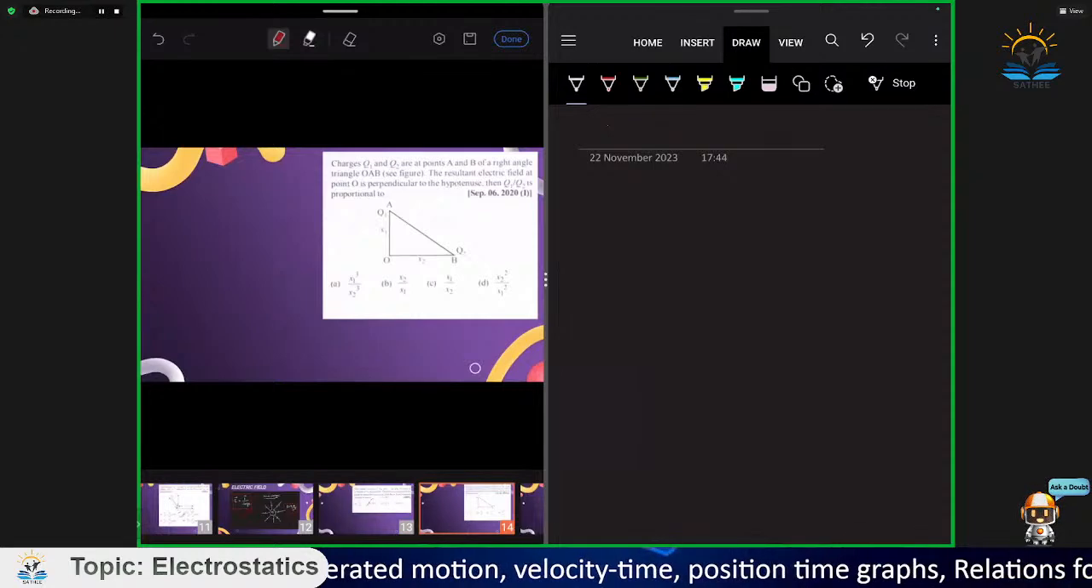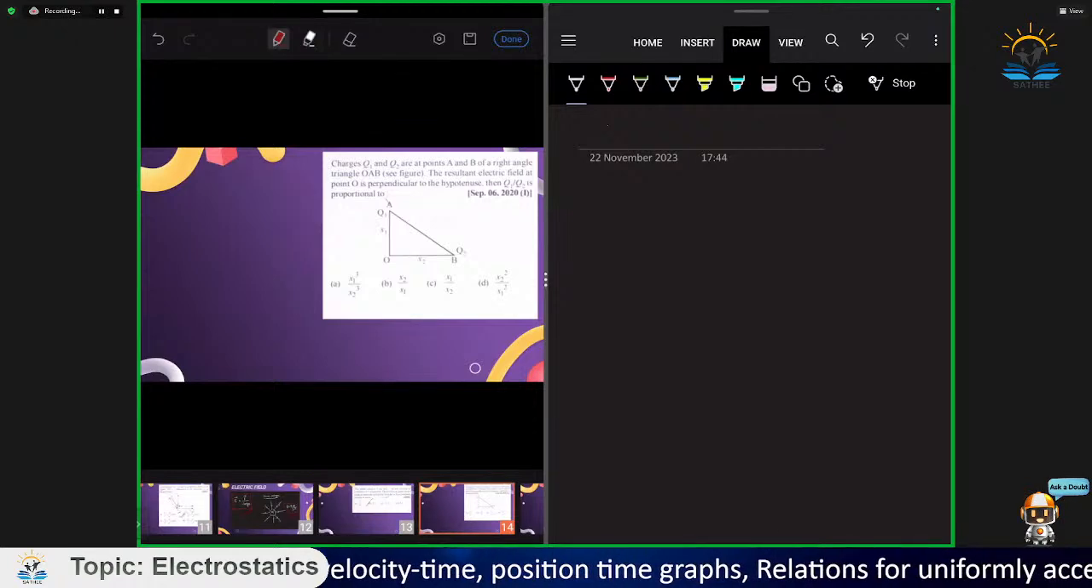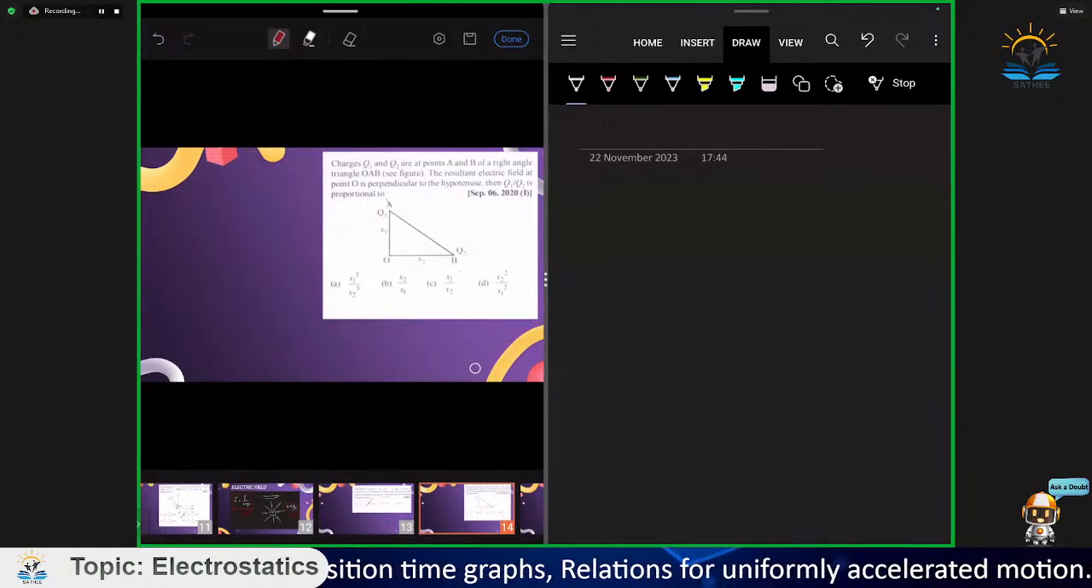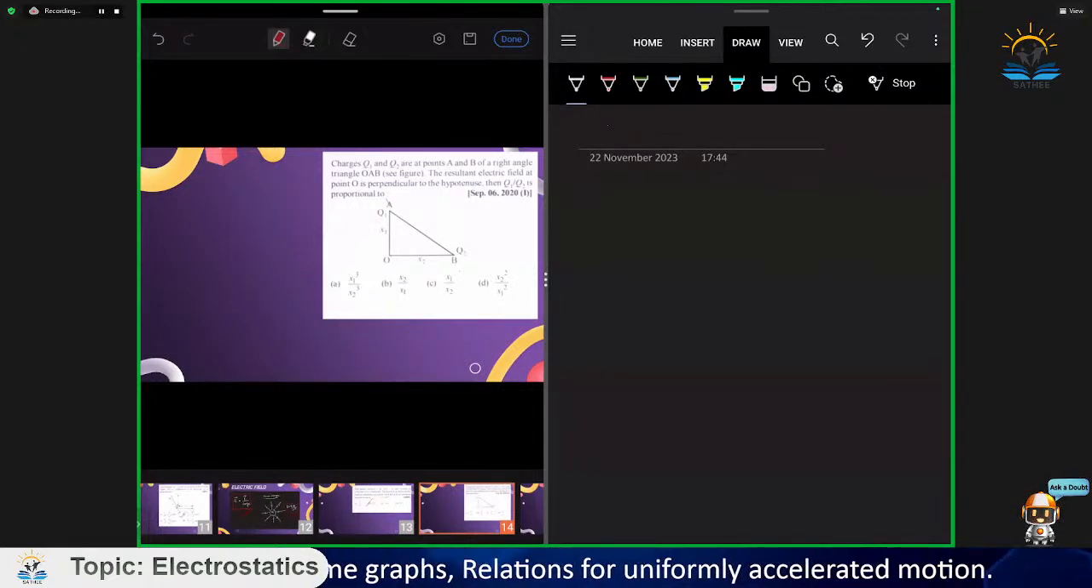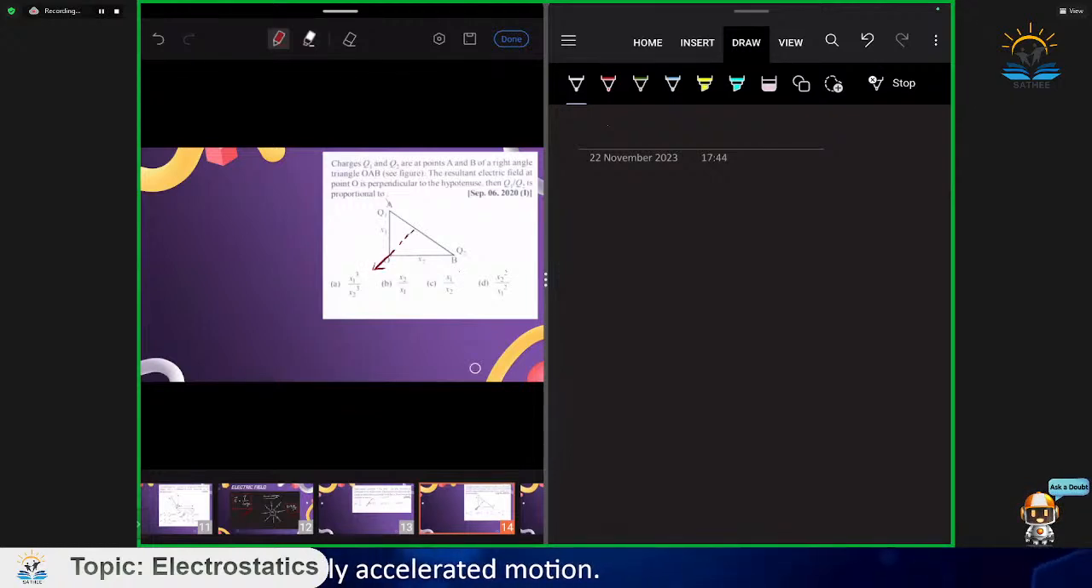Charges Q1, Q2 are at points A and B. The resultant electric field at point O is perpendicular to the hypotenuse. So the resultant electric field will be towards this direction, perpendicular to hypotenuse. Then Q1 by Q2 is proportional to something. I have to find out Q1 by Q2.